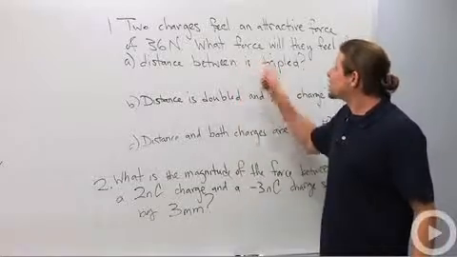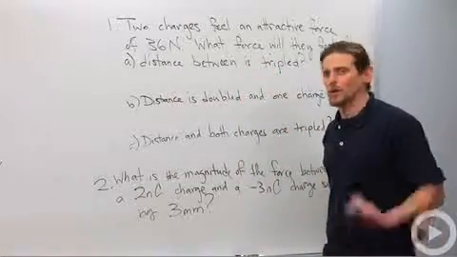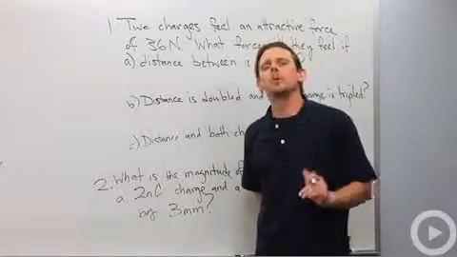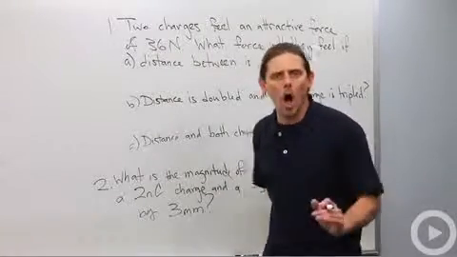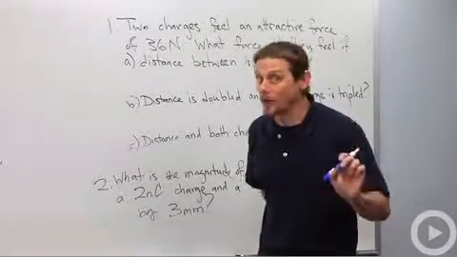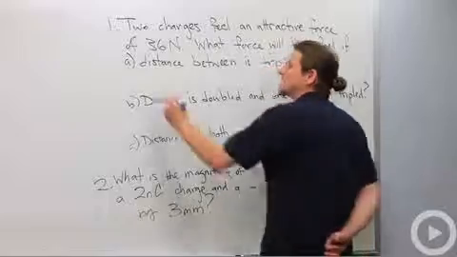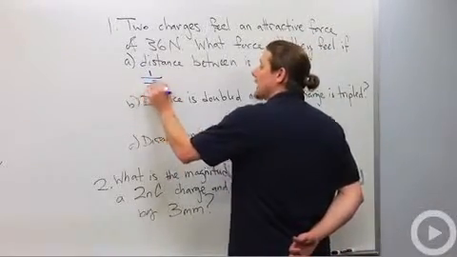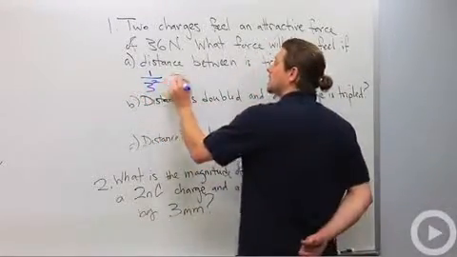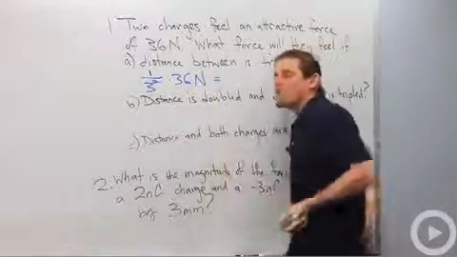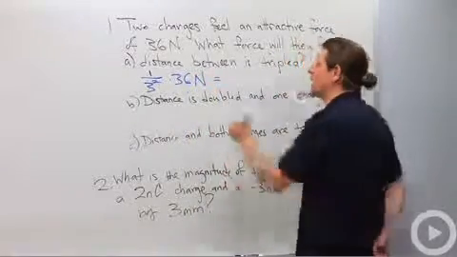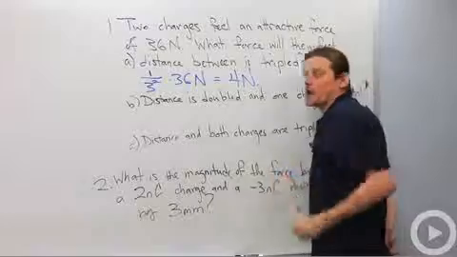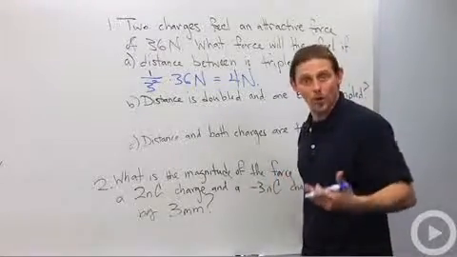First, I'm going to triple the distance between them. I'm not changing the charges, but I'm tripling the distance. Now, Coulomb's law says the distance appears squared and downstairs. So that means I've got 1 over tripling squared. 36 divided by 9 is 4. And therefore, the force becomes 4 newtons.